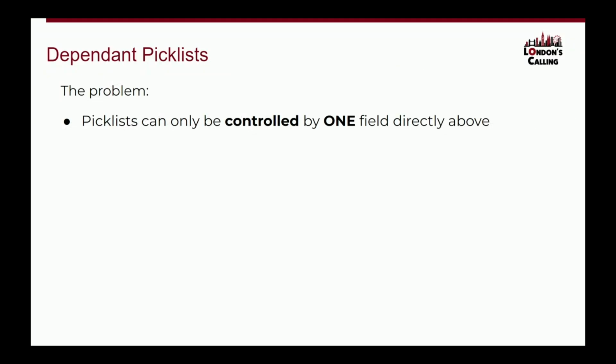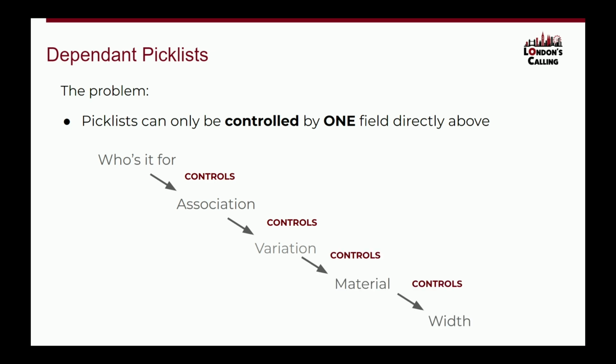The problem is that pick lists can only be controlled by one field directly above. So who's it for is controlling association. Association controls variation. Variation controls material. Material controls width. When we try to add this new dependency that who's it for controls variation, we get a big no. It's just not possible. Angus, what are we going to do? We need to go back to the drawing board.